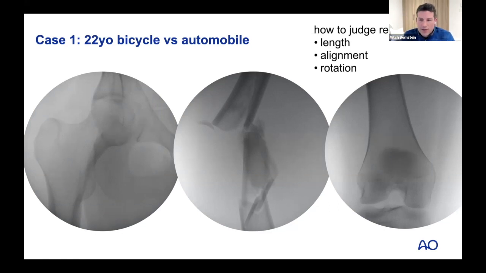And I have the x-ray techs measure that. So I'm just hyper-focused on that. Length I do from the other side with a radiographic ruler. Rotation, I do the lesser profile off a perfect lateral.